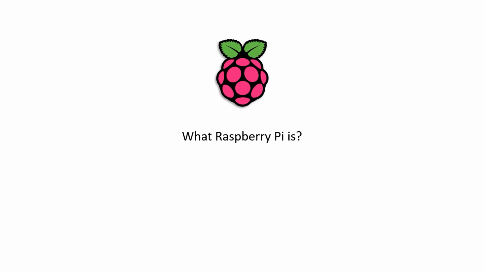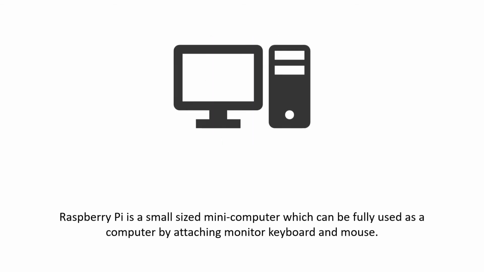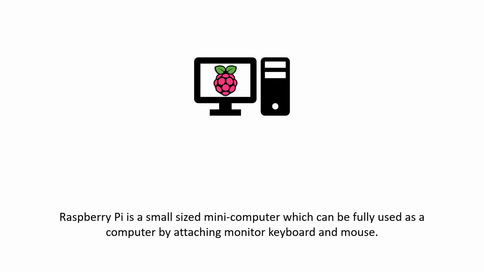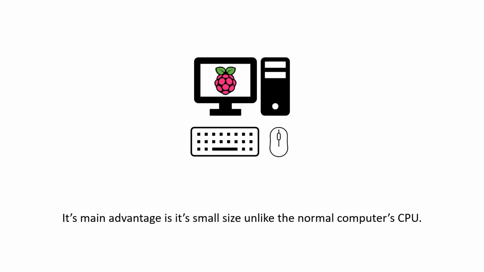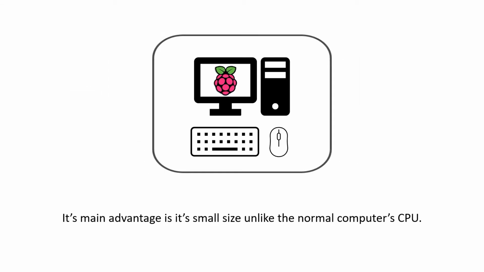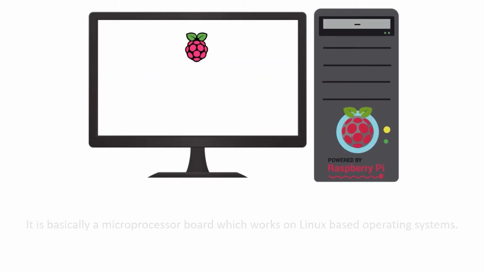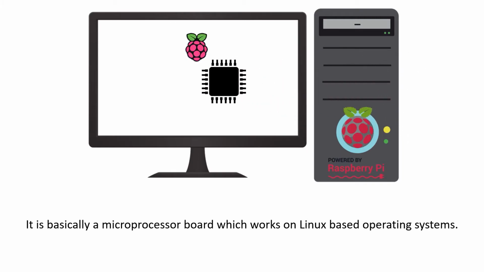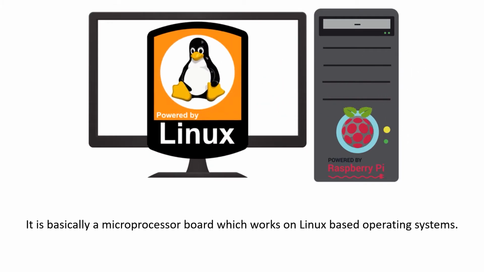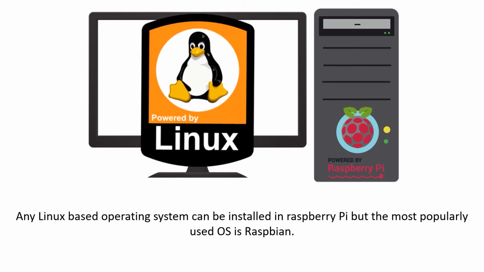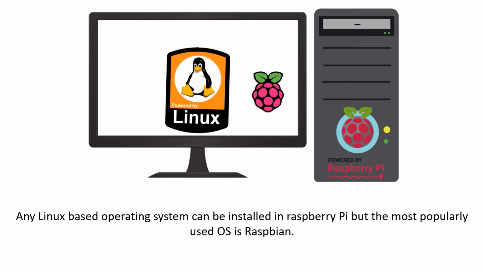Let's begin by understanding what Raspberry Pi is. Raspberry Pi is a small-sized mini computer which can be fully used as a computer by attaching a monitor, keyboard and a mouse. Its main advantage is its small size, unlike the normal computer's CPU. It is a single board computer. It is basically a microprocessor board which works on Linux-based operating systems. Any Linux-based operating system can be installed in Raspberry Pi, but the most popularly used OS, that is operating system, is Raspbian.